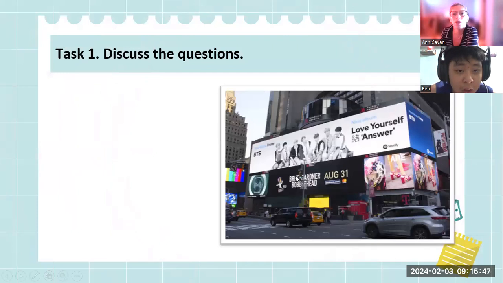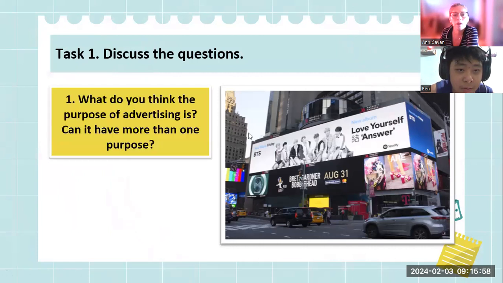Okay, so Unit D, Ben. Sorry, Ben. We skip this one and we go directly to Unit E. So we did not discuss Unit D. So look at this one. Discuss the questions. What do you think the purpose of advertising is? Can it have more than one purpose?